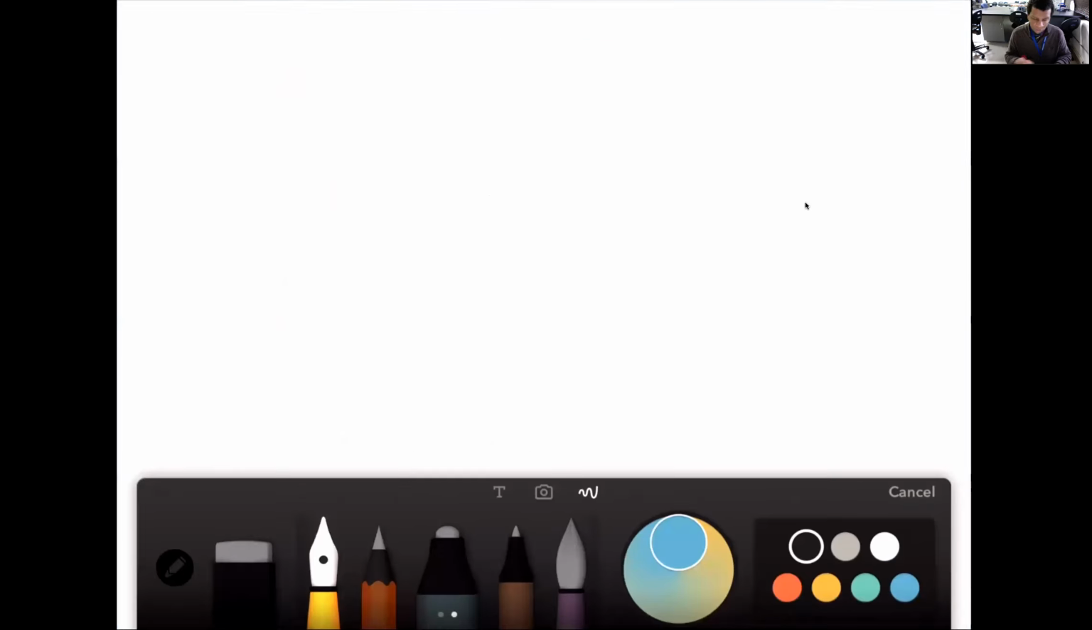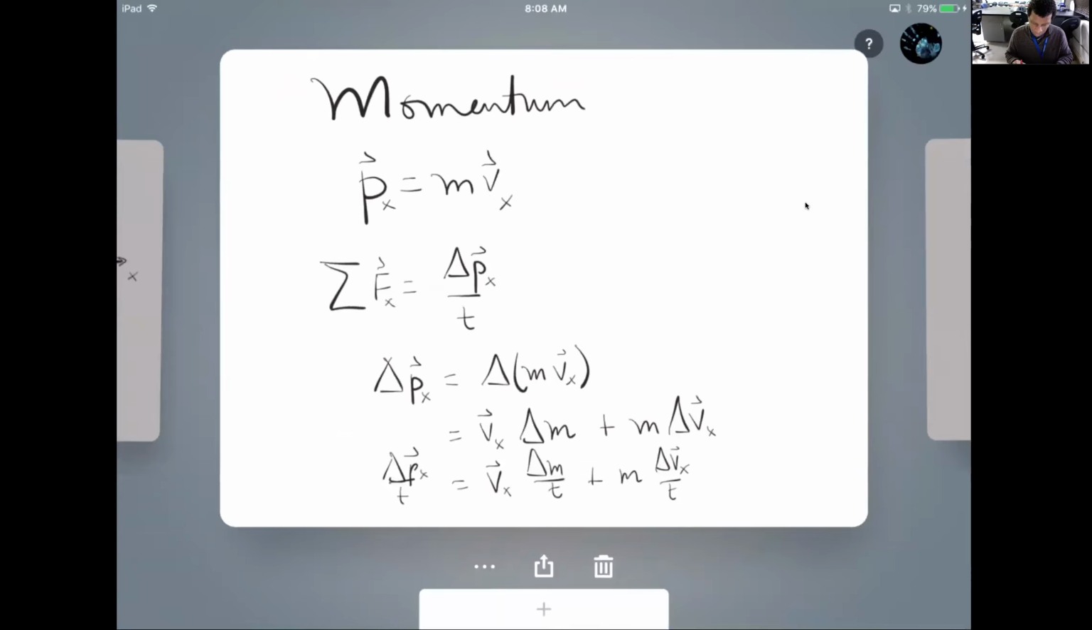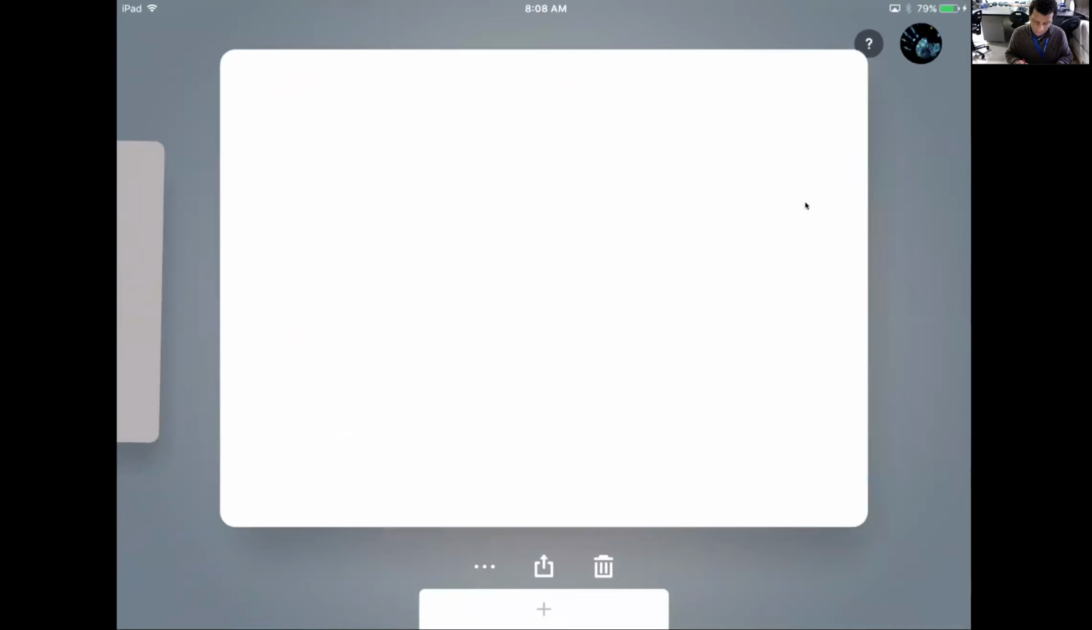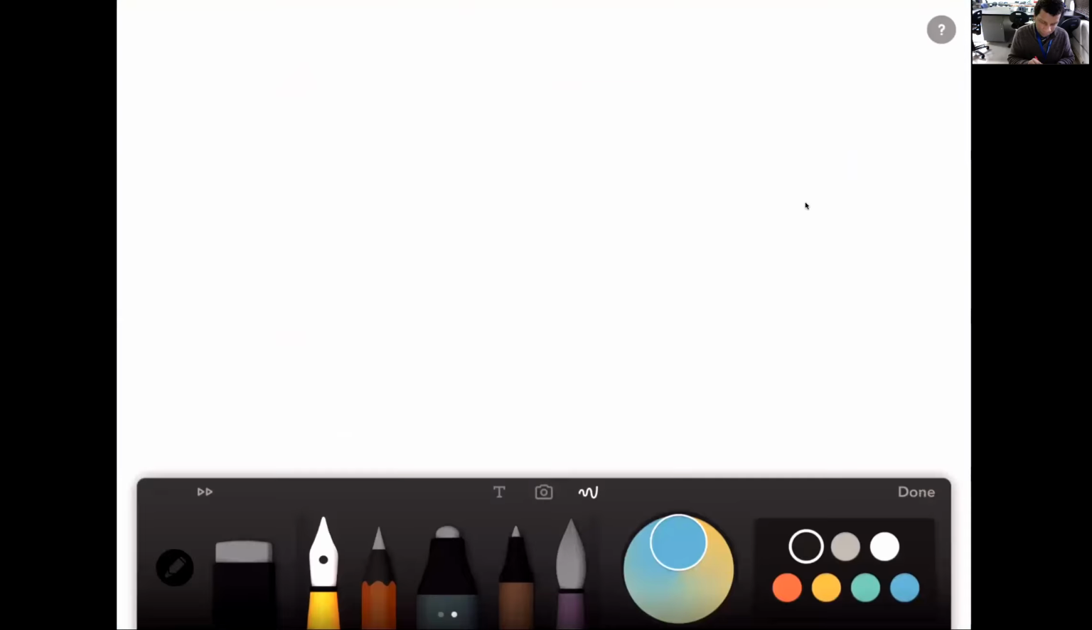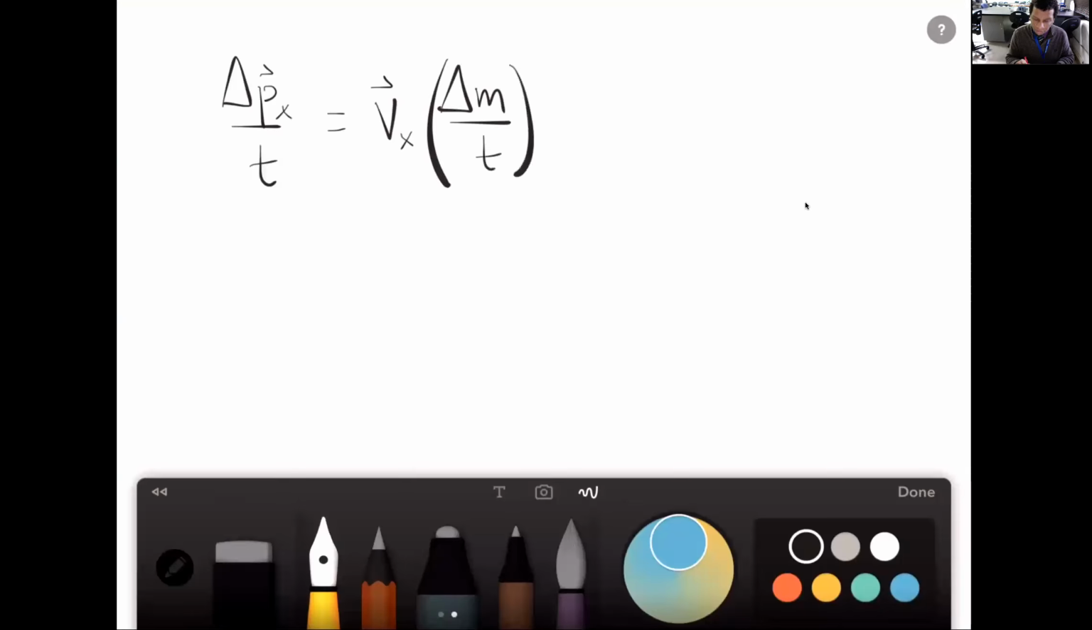Done, and let me go to a new page, and let's rewrite the equation. Delta P over delta T, the change in momentum in the x direction over t, is just going to be the velocity, and all I'm doing is rewriting it so we can have something on this side to refer to. Then we have our mass being held constant, so delta Vx over t.